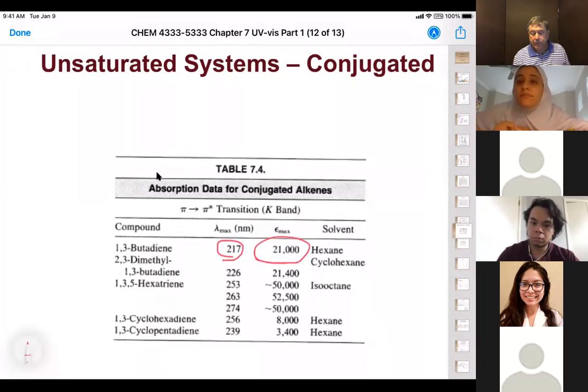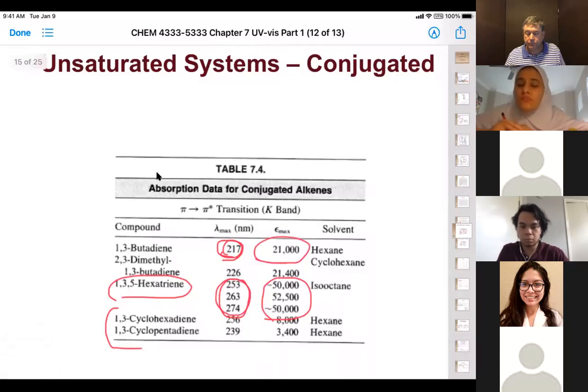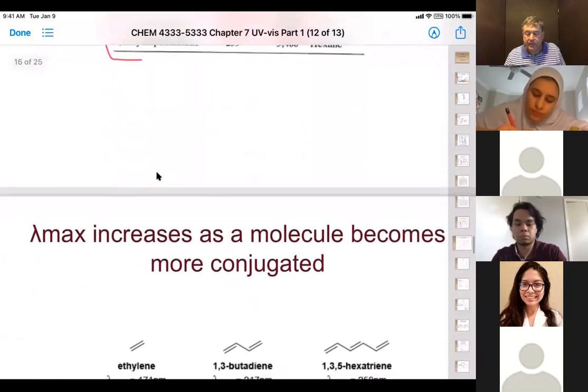Okay, and when we go to hexatrienes, we get a big, huge boost in shifting to lower energy and really high extinction coefficients. And then by putting them in rings, it changes it a little bit. The intensity goes down, but the energy is still intermediate with the isolated, with the butadienes and the trienes. So conjugation is lowering that transition. Okay. And we see that in all these things.